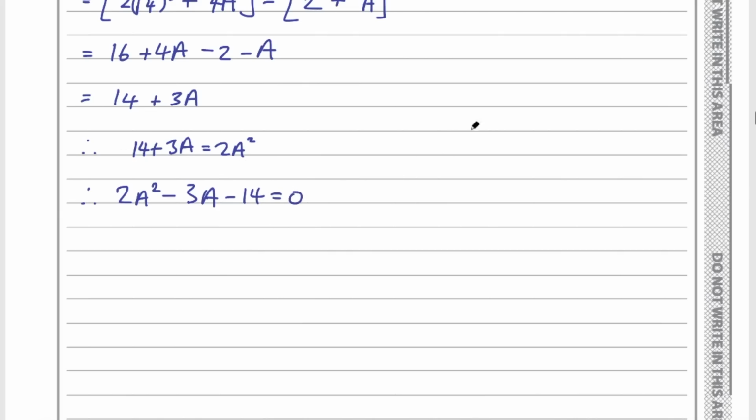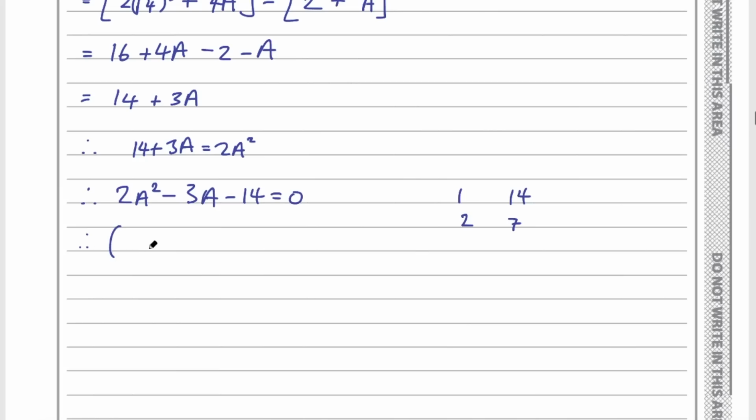Now we can go ahead and factorize this. So we need 2 factors of 14 and one of them multiplied by 2 to make minus 3. So the factors of 14, 1 and 14, or 2 and 7. Okay, so if we multiply the 2 by 2, we'll make 4. Minus 7 plus 4, that will be minus 3. So we can use the factors 2 and 7 to factorize this.